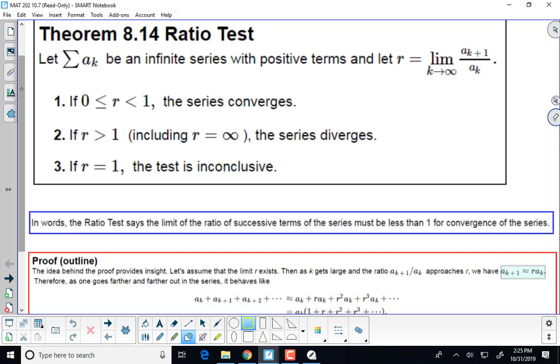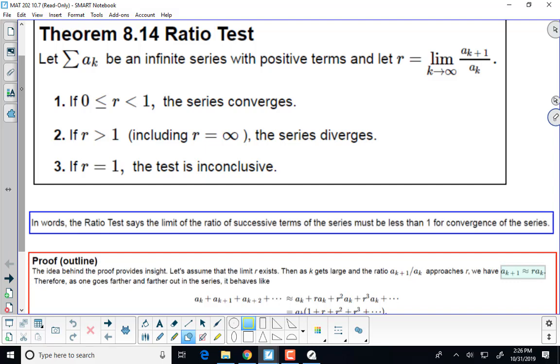So here's what the ratio test says. We take the limit of the ratio of consecutive terms, a sub k plus 1 over a sub k. Those are consecutive terms. And the conclusion is pretty simple. It should remind you of the geometric series. If that ratio is less than 1, convergence. If it's greater than 1, you get divergence. And if r is 1, it's inconclusive.